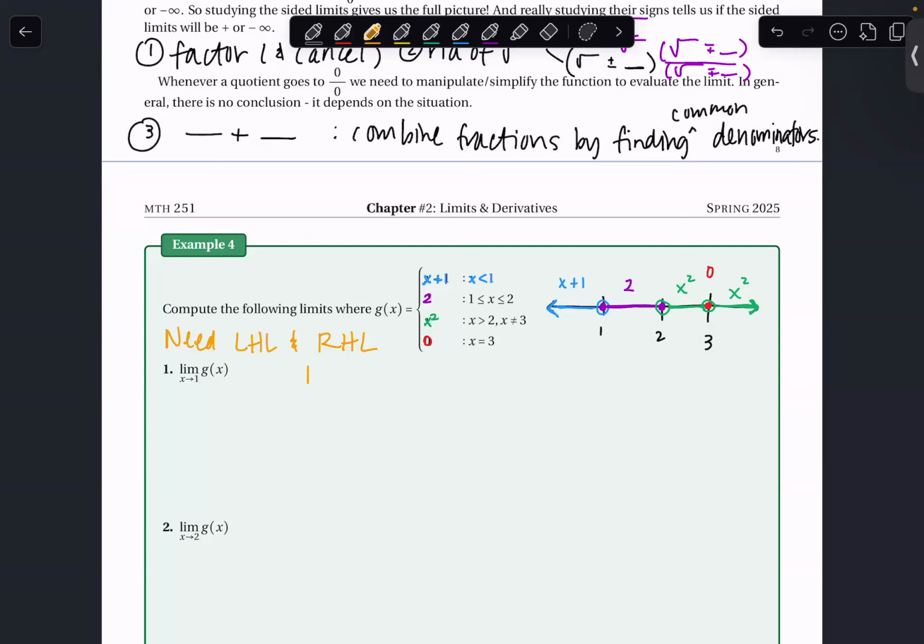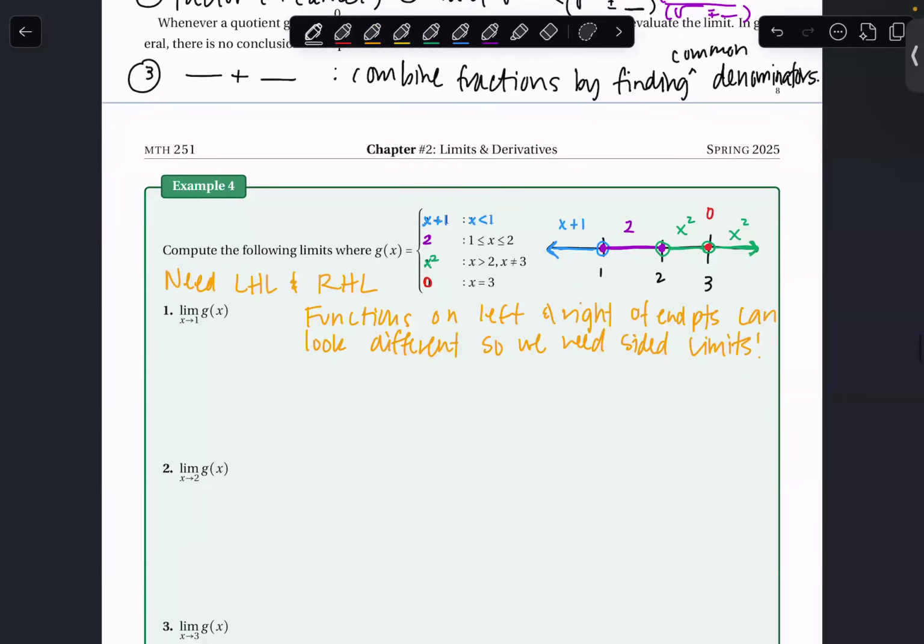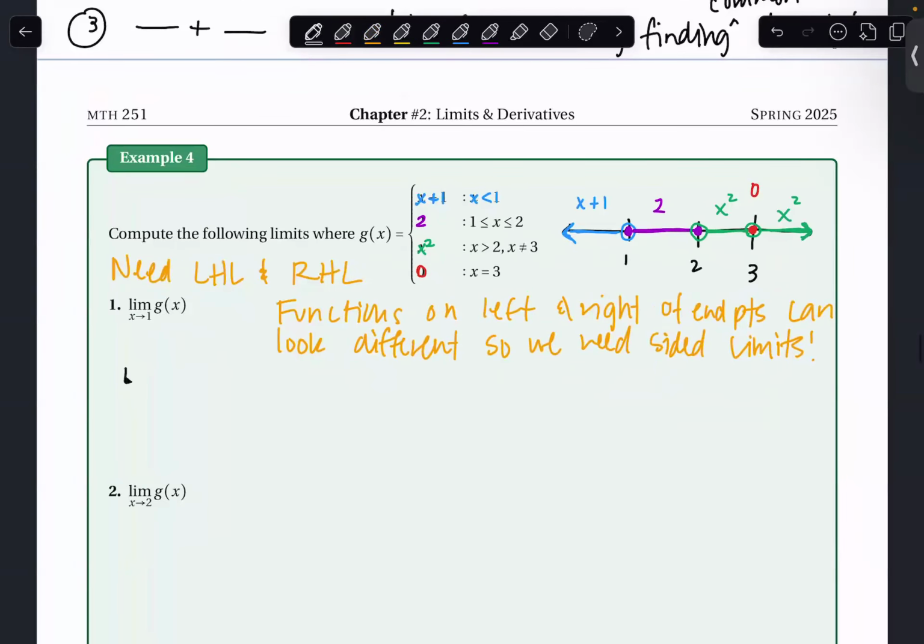So functions on the left and right of the endpoints can look different. So we need our sided limits. Okay, so let's look at our left-handed limit first. Okay, so here I'm going to look at the limit as x approaches 1 from the left of this function.